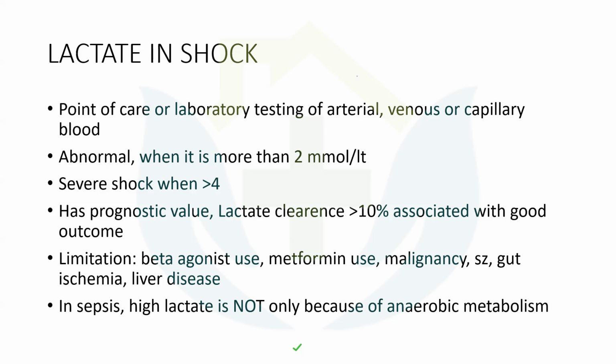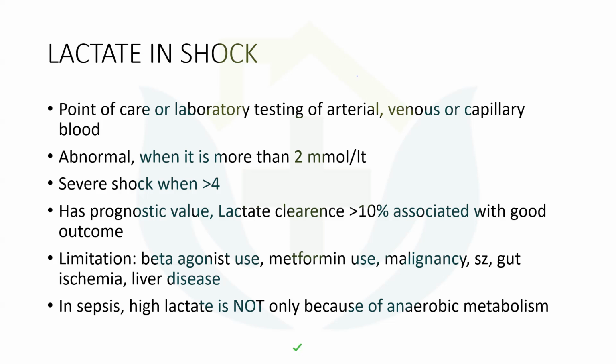Now, limitation. There is beta agonist use, metformin use, malignancy, particularly hematological malignancy, seizure, gut ischemia, liver disease. Falsely elevated lactate can be seen in these scenarios. So, prior to the exam, we should know the causes of lactic acidosis. There is lactic acidosis type A, type B1, B2, B3, and D. So these things we look after the total lactate only, but there are some subtypes. We should know the causes of each.